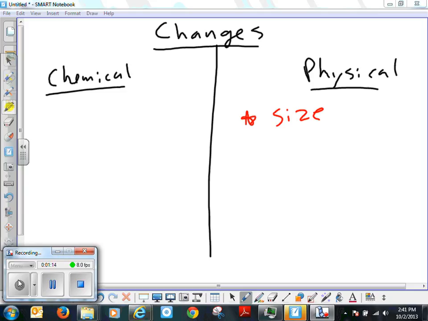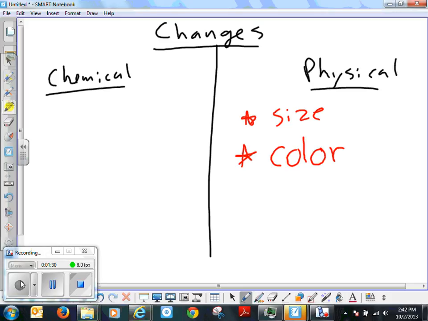How about another thing? How about color? What if we see a change in color? Okay, so half the room said color is physical, and I do agree with that. A color change can be physical. Think about it. If you put yellow and green together, do you get a different color? Yes. Does that mean that those paints have been chemically changed? No, it does not. So a color change can be a physical change.